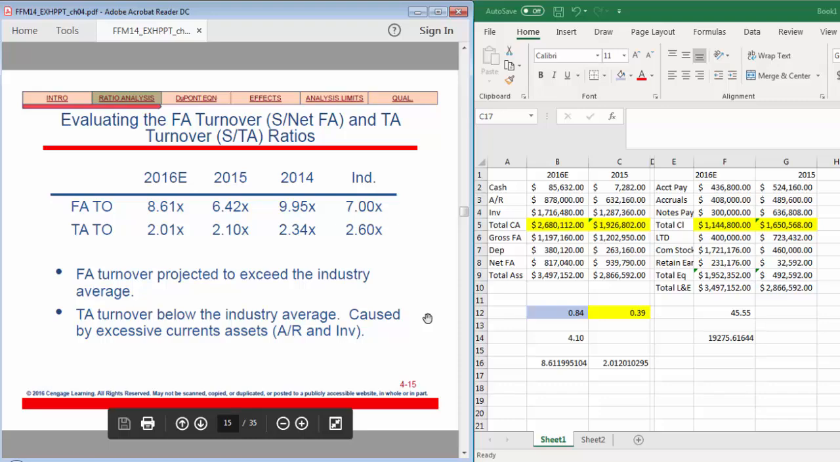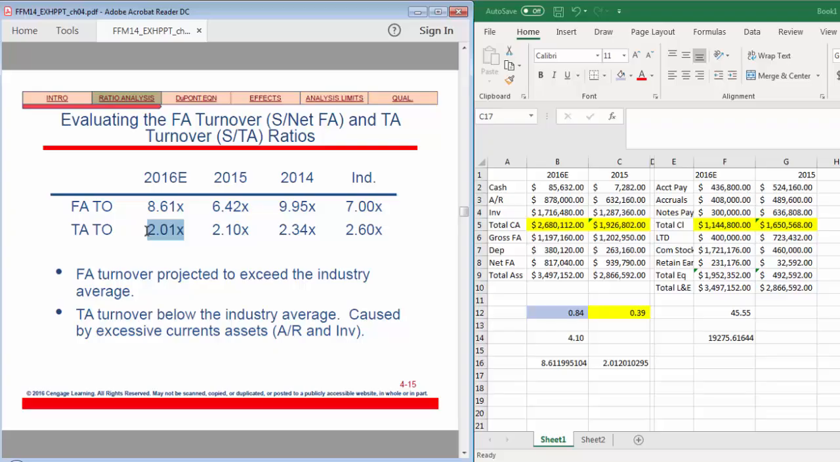So comparing with industry, let's see. Fixed asset turnover is better than the industry average, because industry average is 7, whereas DeLeon is 8.61, which is good. And total asset turnover is lower than industry. Industry is 2.6, whereas DeLeon's is 2.01. So what is really pulling this down? I think it's the inventory, which is a higher number, and also accounts receivable.